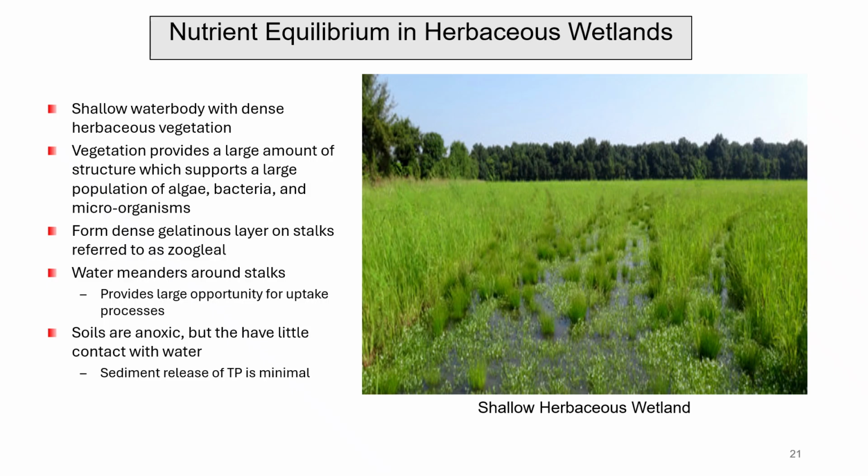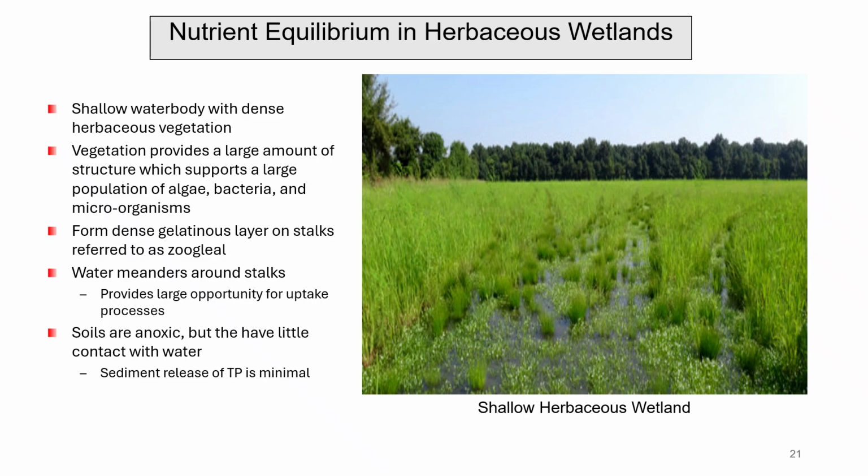The water in these wetlands meanders slowly around these plant stalks. This slow, winding movement provides an extensive opportunity for various uptake processes to occur, where nutrients are absorbed by the vegetation and the microbial community. Interestingly, while the soils in these wetlands are typically anoxic, meaning they lack oxygen, they have relatively little direct contact with the overlying water. This limited interaction helps ensure that sediment release of total phosphorus remains minimal.